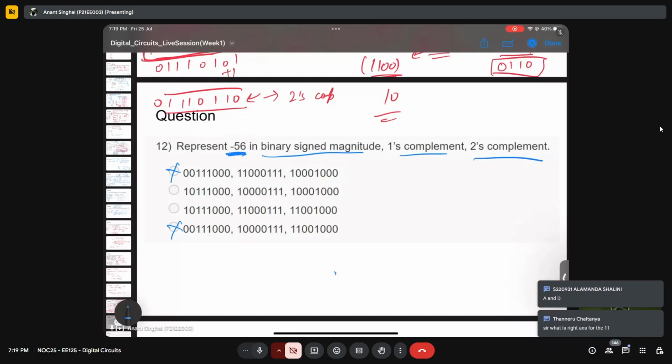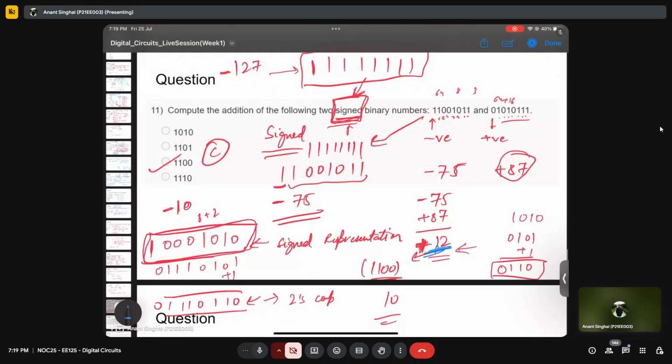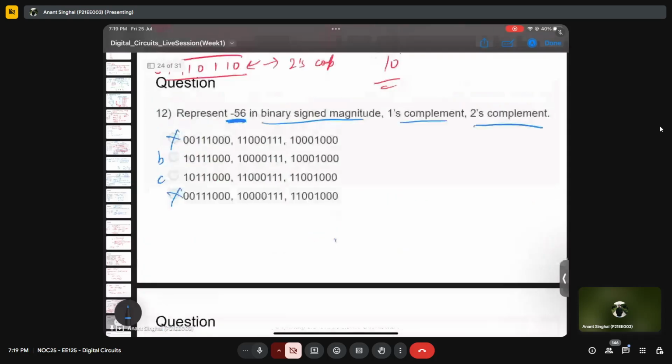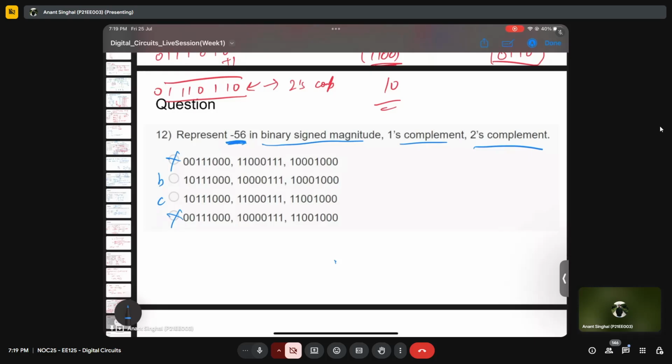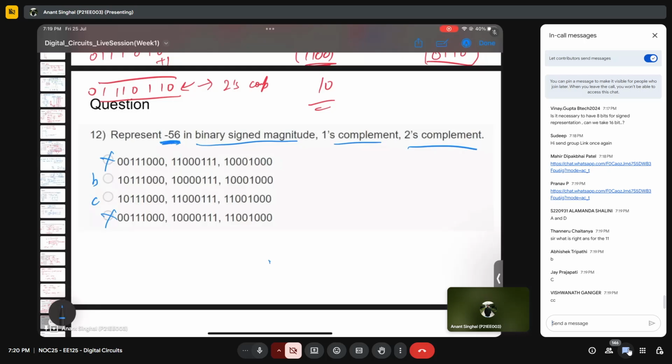Just quickly let me know what is the answer, B or C. The right answer for 11 is 1100. That is plus 12. So I've got one answer as B. Sir, option B. Okay, so some are saying C is the answer, some are saying B is the answer.